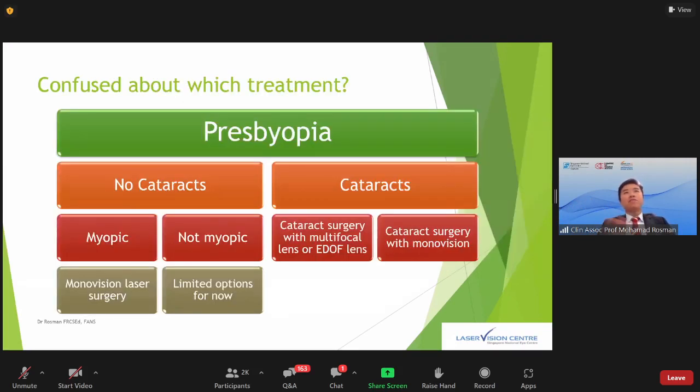If you're confused about which type of surgery, just to give a quick summary: if you have presbyopia and cataract, the solution is usually cataract surgery with multifocal lens or EDOF lenses or with monovision. If no cataract, currently options may be a bit limited. If you're myopic, you can perform monovision laser surgery. If you're not myopic, options are limited now, but in the future, maybe there will be new modalities of treatment like eye drops or the EDOF ICLs.